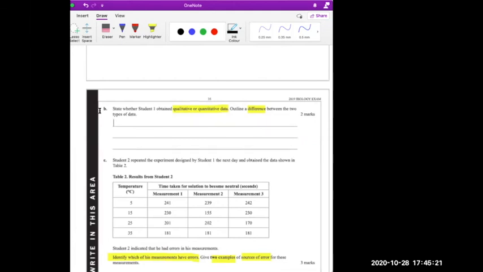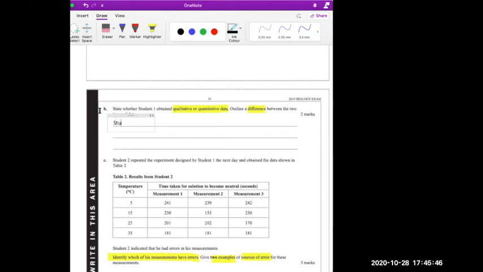Qualitative is, as it sounds, about the quality, so it's more descriptive. It's about saying if she just wrote fast, or if it was like the color of the solution, like when lipids, like when fats are emulsified in the digestive system, they can change color. And if you're looking at that change in color, that's qualitative data. But this one is definitely quantitative.